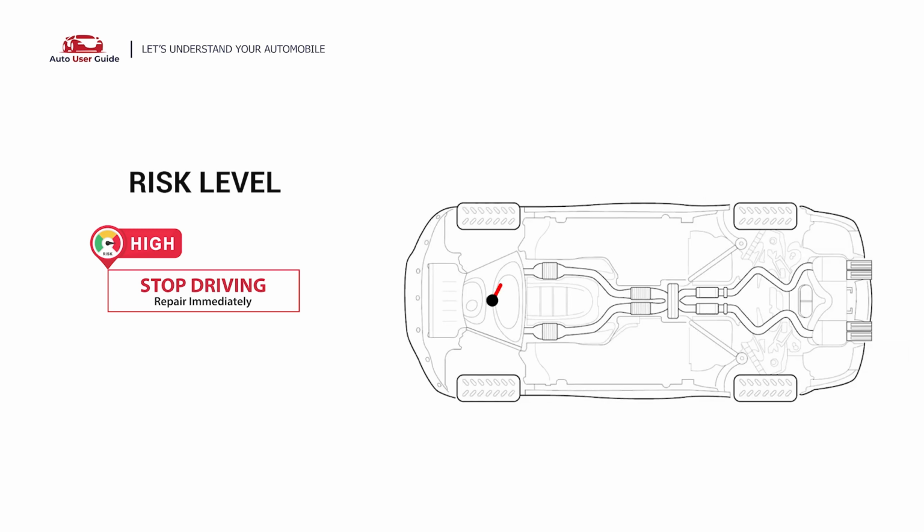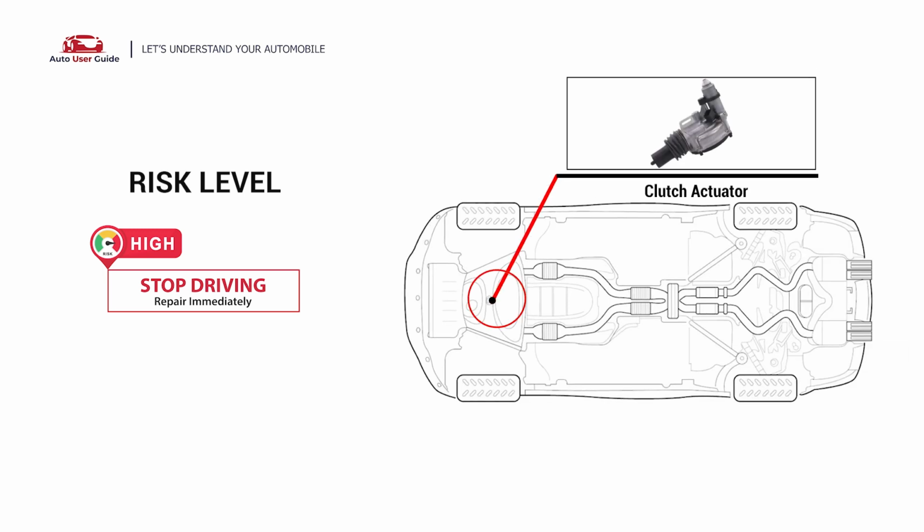The P090C engine code indicates that the PCM or ECM has noticed a problem with a low voltage situation with the clutch actuator. Under this circumstance, stop driving and repair your vehicle immediately.